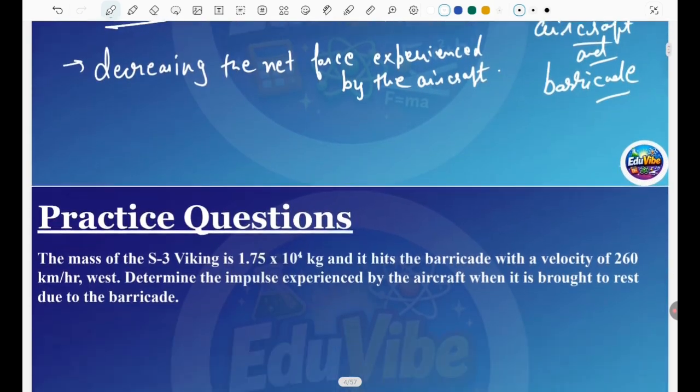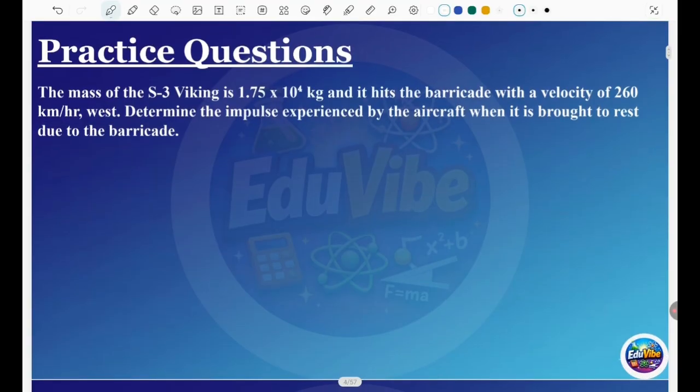For this follow-up question we have the same situation, but now with a proper sum. They mention that the mass of the aircraft is 1.75 times 10^4 kg and it hits the barricade with a velocity of 260 km per hour west. Determine the impulse experienced by the aircraft when it is brought to rest by the barricade. It is brought to rest, so our Vf is 0 meters per second, and the velocity of the aircraft while moving is our Vi.